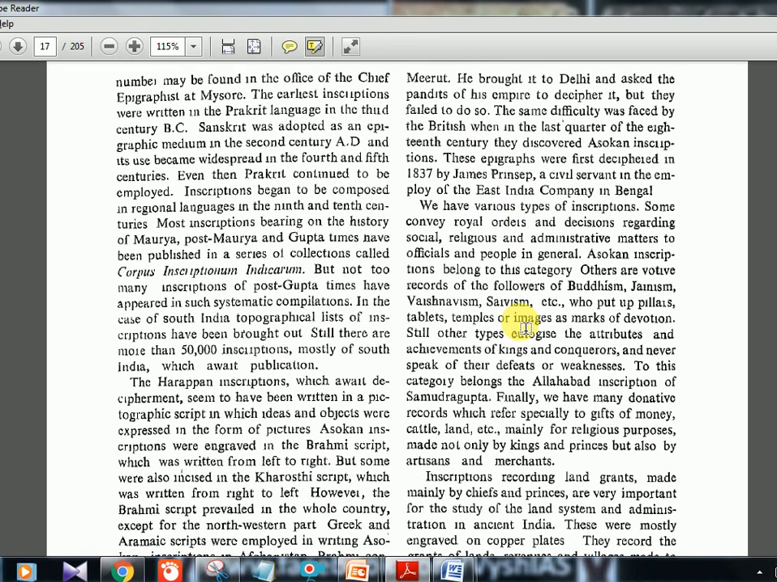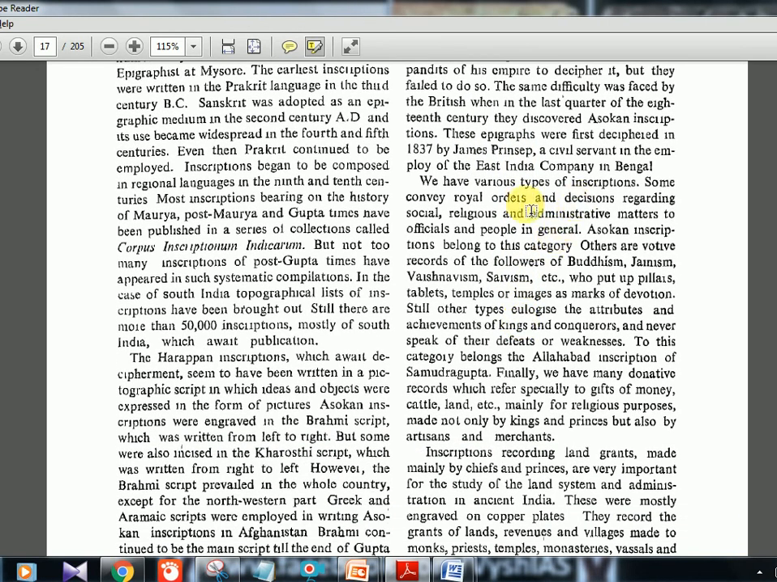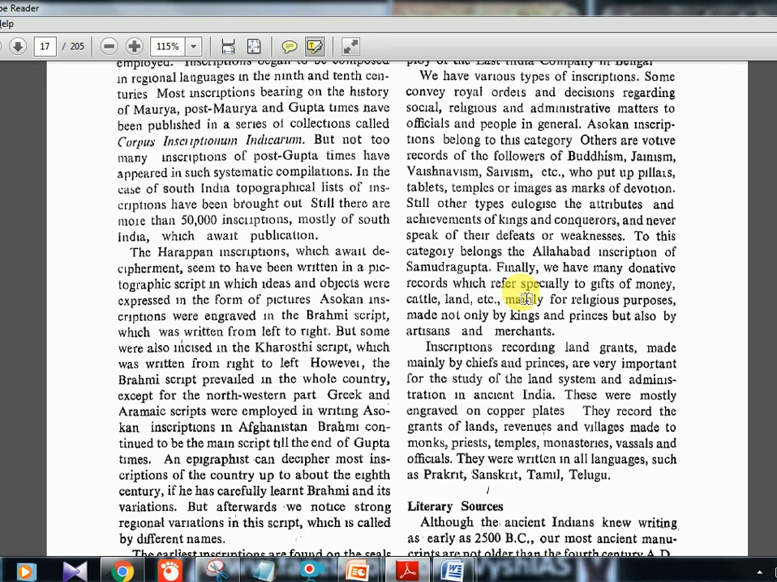Okay, we have various types of inscriptions. Some can be royal orders and decisions regarding social, religious or administrative matters. So many things are there, with many themes also. Every religion followed it, like Buddhism, Jainism, Vaishnavism, Shaivism. Everybody followed it also.